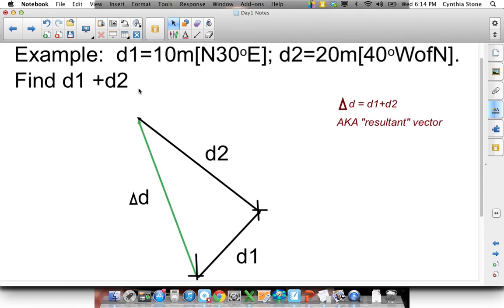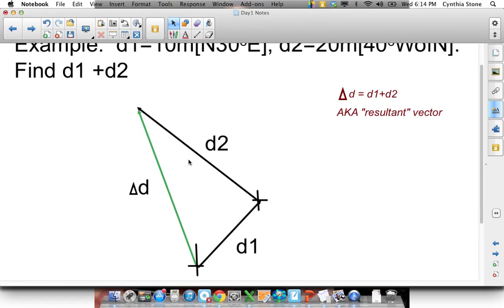I'm going to draw this situation, and this really does lead us to wanting to solve it using sines and cosines, and I totally get that, but you need to learn both methods. But the change in this d is equal to d1 plus d2. So I wrote d1 plus d2, but these two mean the same thing, and it's also called the resultant vector.